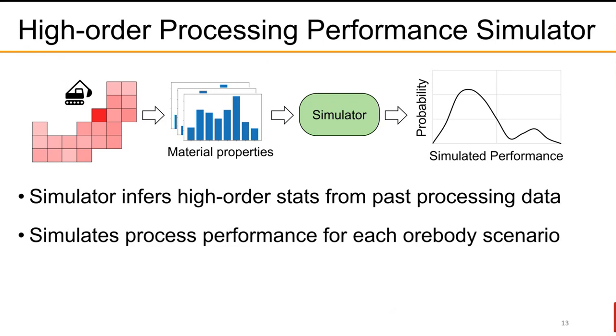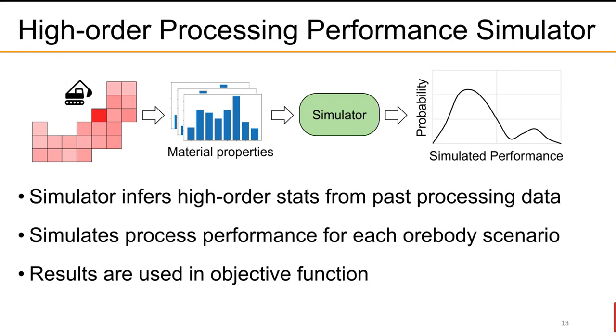And something else to note is that we're going to simulate the processing performance on each ore body scenario individually. So for a given ore body simulation, if we have 10 of them, for the first one we're going to have, let's say, another 10 simulations of the processing performance, and so these are going to sort of multiply. But those are all going to be accounted for in the objective function when we're trying to add up our results.